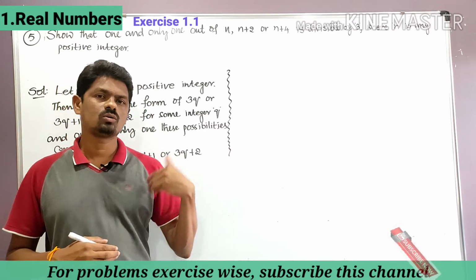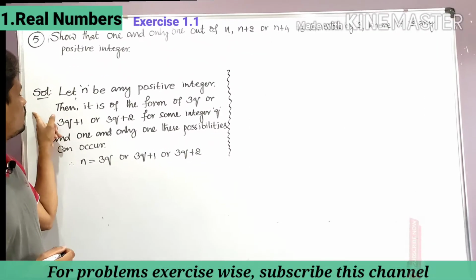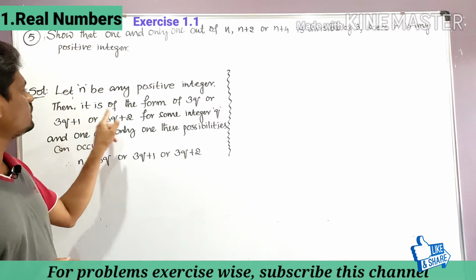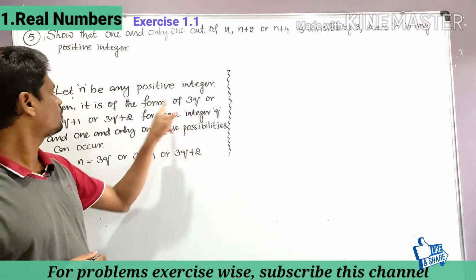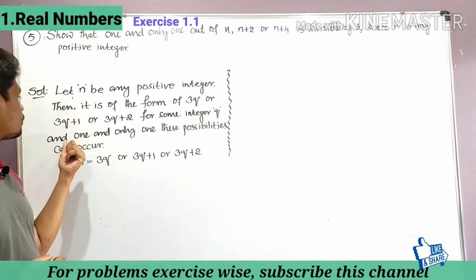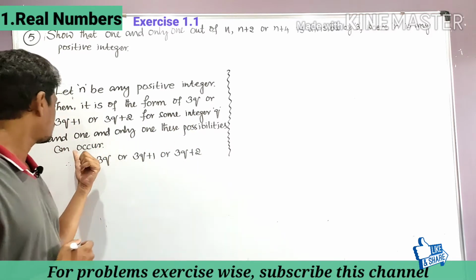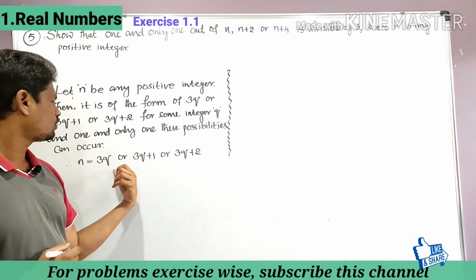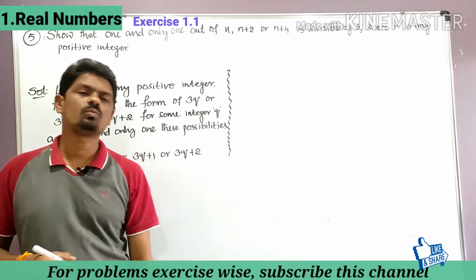So now we have to solve the problem. Solution: let n be any positive integer, then it is of the form 3q or 3q plus 1 or 3q plus 2 for some integer q. One and only one of these possibilities can occur. So n is equal to 3q or 3q plus 1 or 3q plus 2.